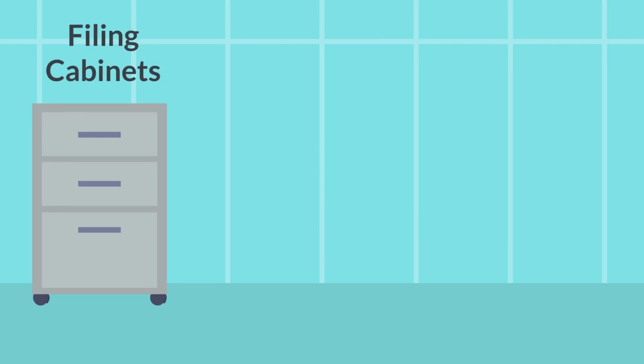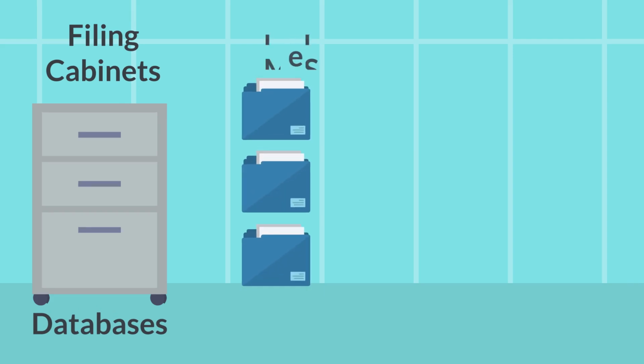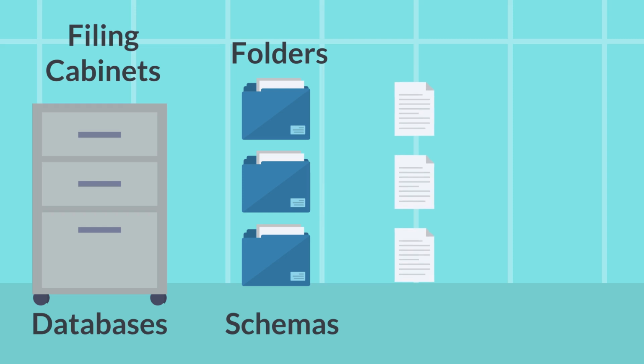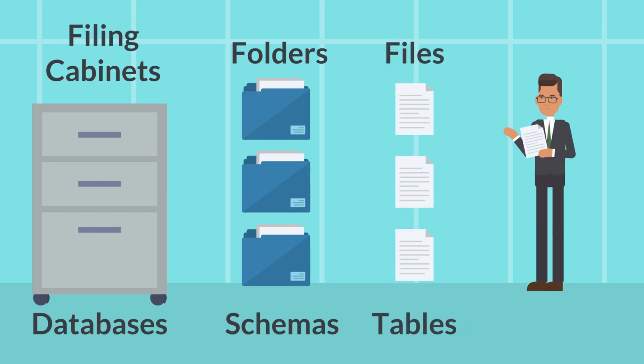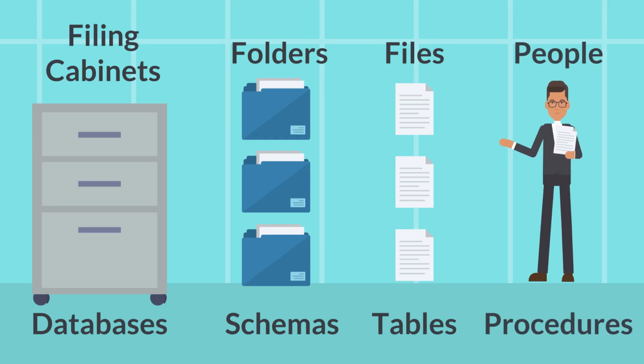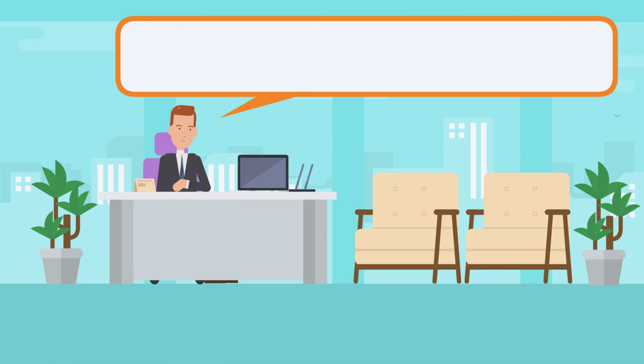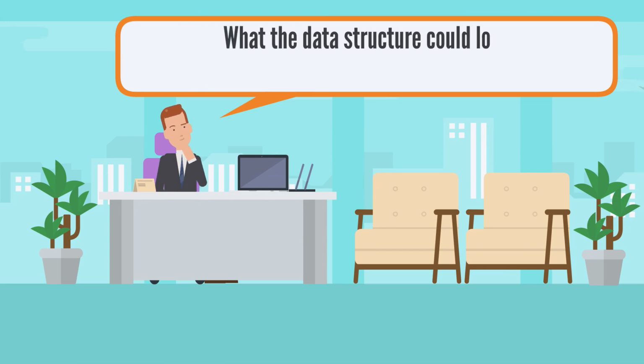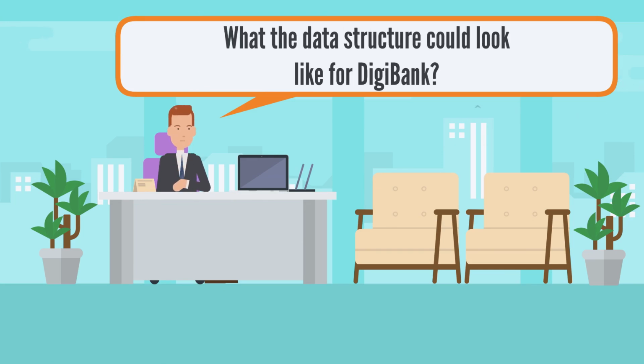In its simplest form, you can think of servers as a filing room. They store lots of filing cabinets, which are the databases. Within the cabinets there are folders, which are referred to as schemas. And within the schemas there are tables, which store the files. Finally, procedures are the people. They're the ones who move the data around. Given this structure and process, you can pause the video and consider what the data structures could look like for DigiBank, as we are about to go through the answers.